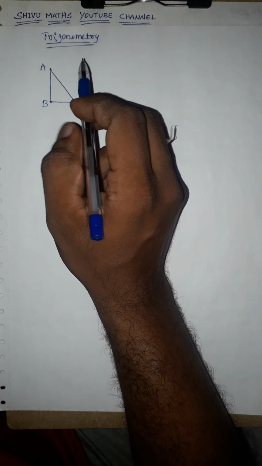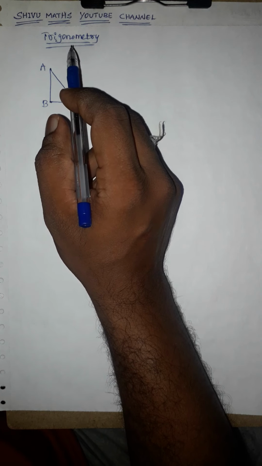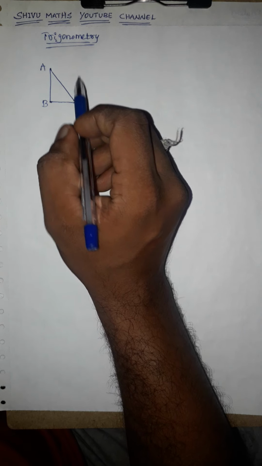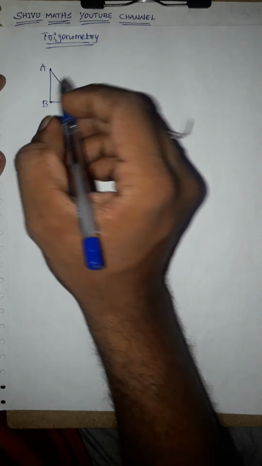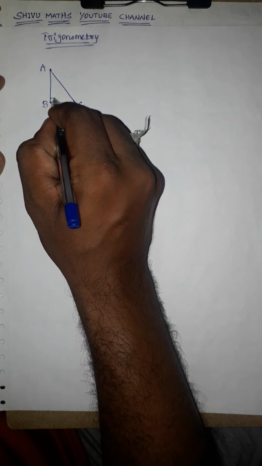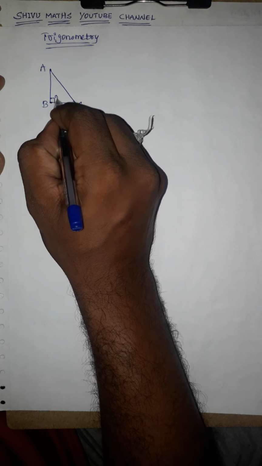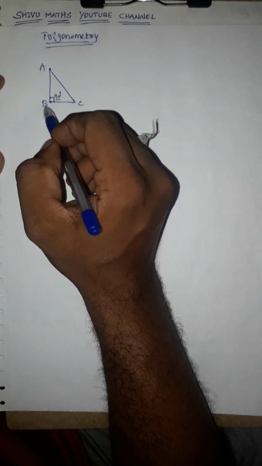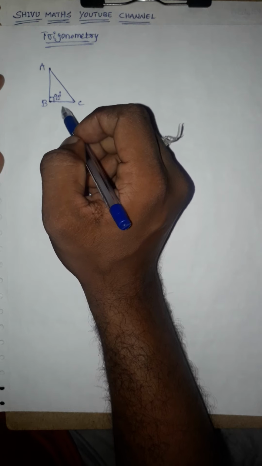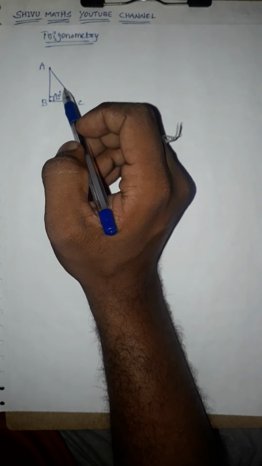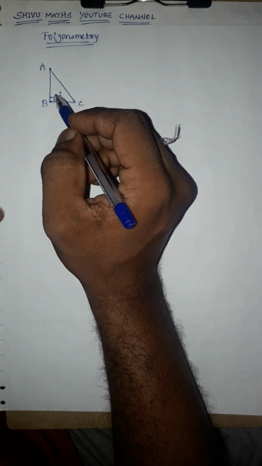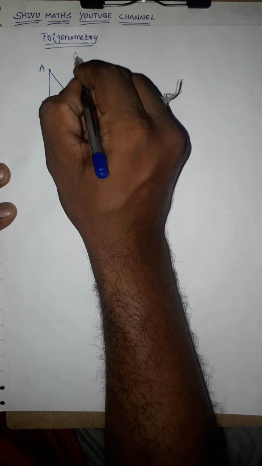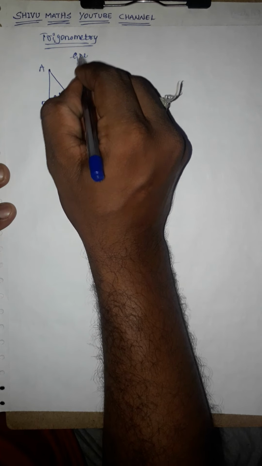Trigonometry is related to triangles, particularly to the right angle triangle. A right angle triangle means a triangle in which any one of the angles is 90 degrees. That is a right angle. That triangle we call a right angle triangle. So trigonometry is related to the right angle triangle. The word trigonometry is derived from Greek words.